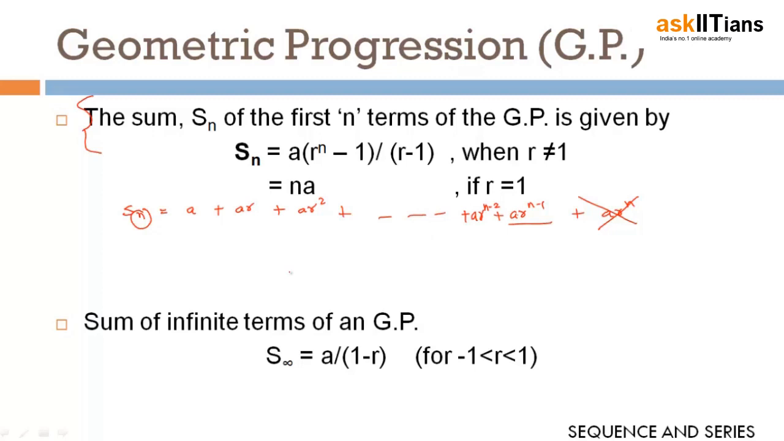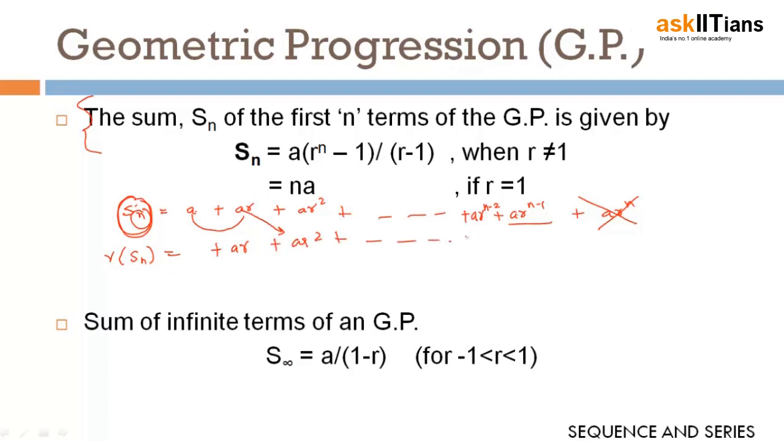Now I'll tell you why we are interested. If I want to find the sum of n terms, I see that the terms are differing by a ratio r. So if I multiply the whole Sn by r and shift the terms one step ahead, we get this will be ar, this will become ar square.